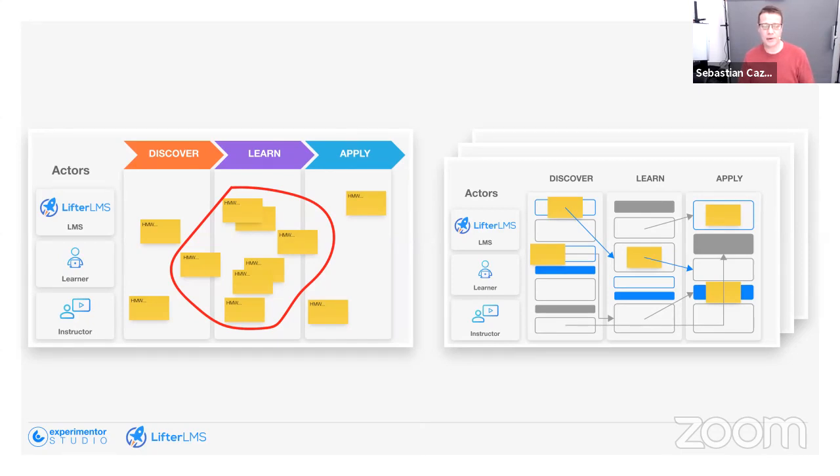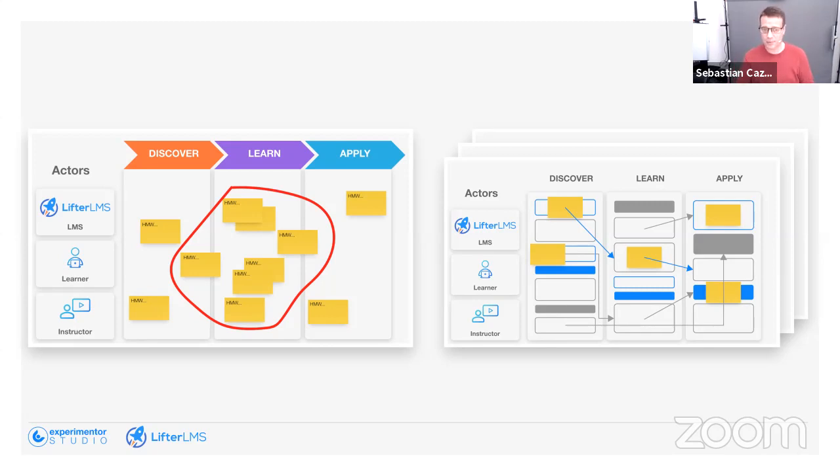This map is made of 3 major stages: discover, learn, and apply. This is how we represent any learning journey, regardless of the topic of the course, regardless of who the learner is. Any learning journey can be represented in these 3 stages. And you see that area with a red border. This is where we want to focus.